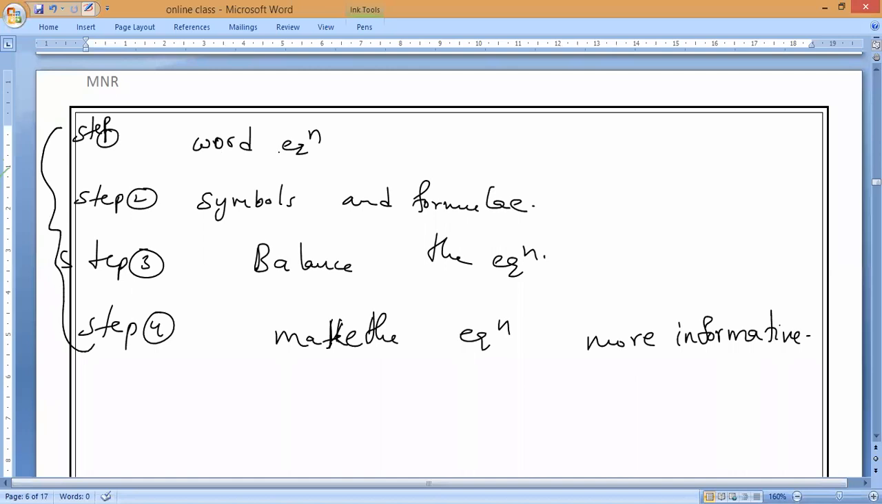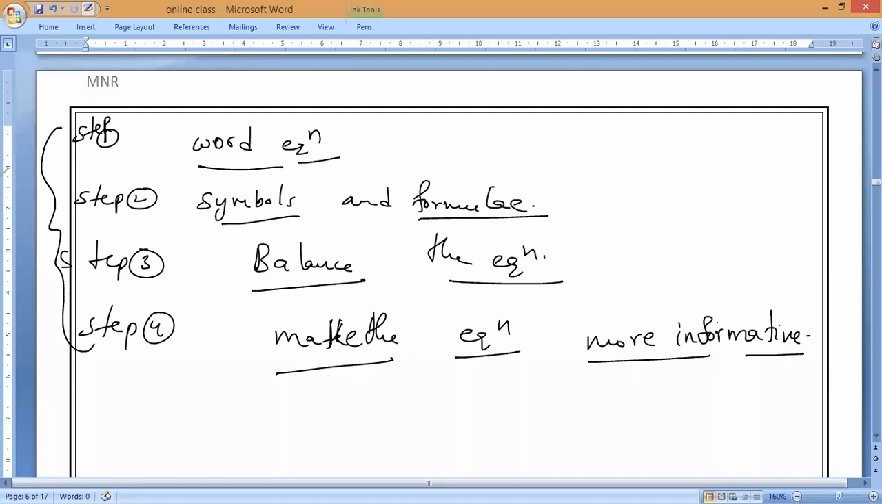What is step 1? You have to write the word equation. Second, write the symbols and formulae. Third, balance the equation. Fourth, make the equation more informative. Is it okay, guys? Everybody? Meenal, have you understood? That is what you have to remember. So this is all about it.